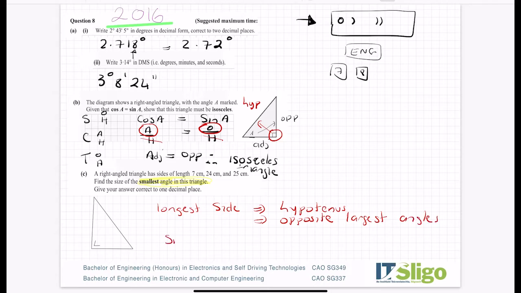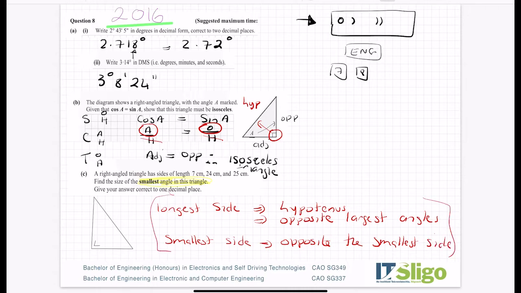Okay, in the same way, the smallest side, I don't know if it's going to be opposite or adjacent, but I know it will be opposite the smallest angle. So that's a really handy piece of information to know when you get a question like this, because it means you don't have to calculate. Well, we know this one is 90 degrees. We don't have to calculate both of these angles to figure out which one is the smallest.